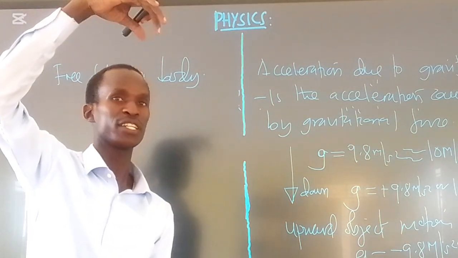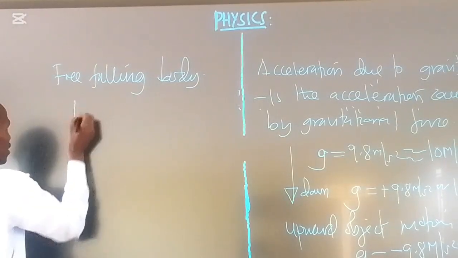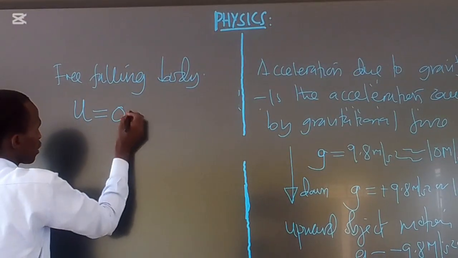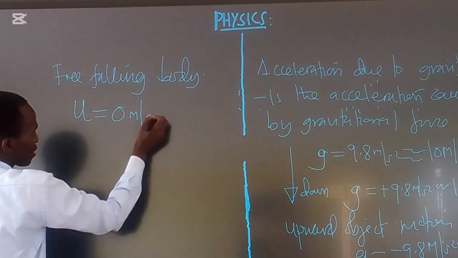They follow free fall. When an object moves freely, its initial acceleration becomes 0 meters per second squared, and its initial velocity becomes 0 meters per second.